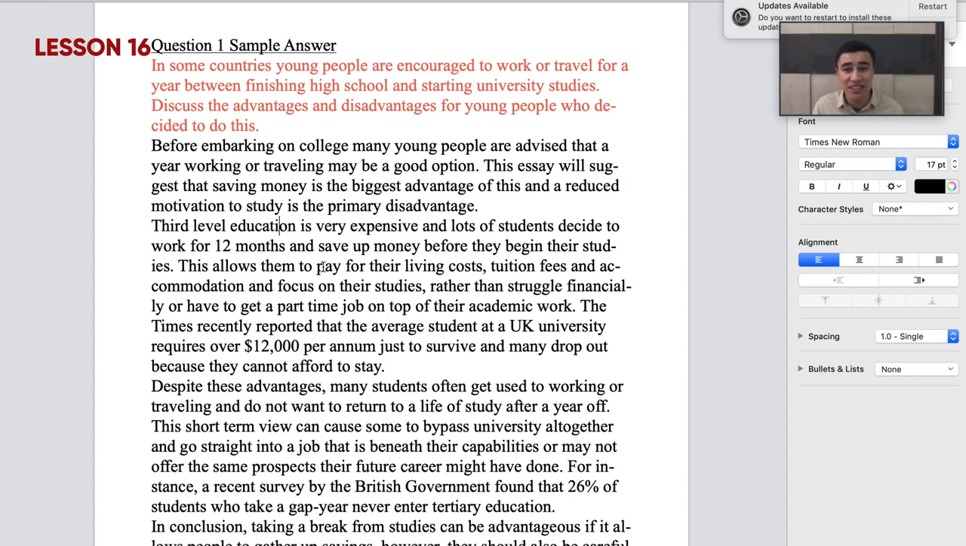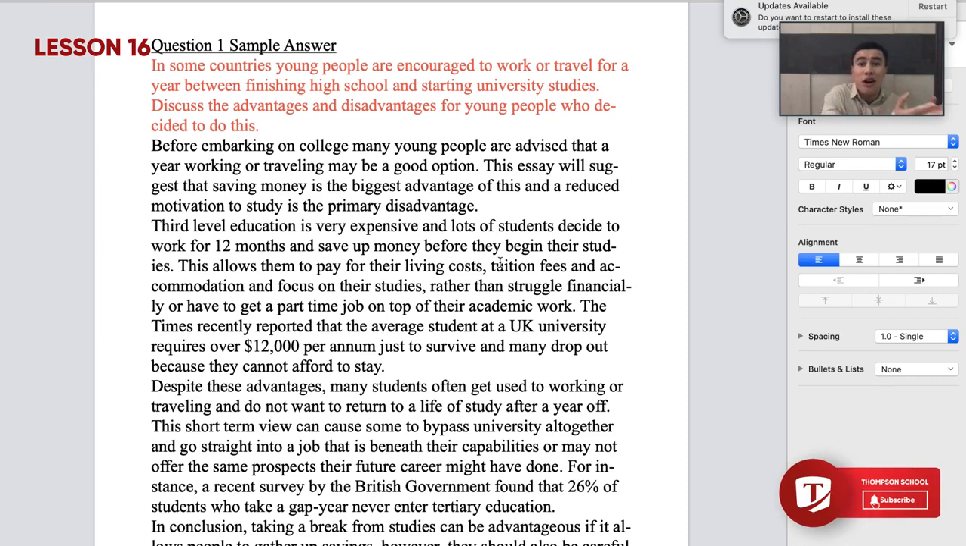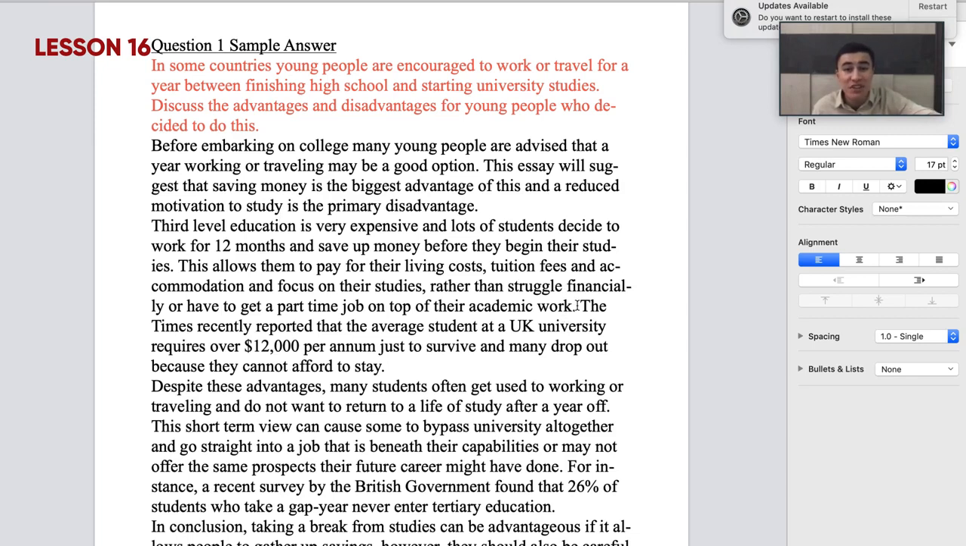So, what is the main reason? Because they want to cover their expenses. They want to pay for their living costs, for the food they are eating, clothes, tuition fees for their education, and of course accommodation, place where they live, and prefer focusing on their education rather than struggling or having some financial difficulties. So, okay, this is an example here, guys.